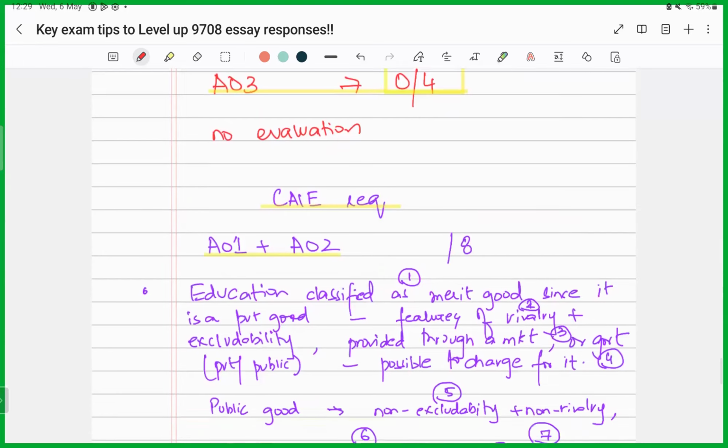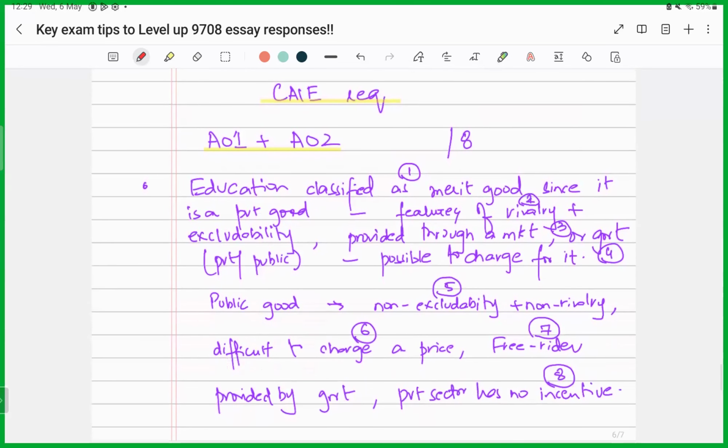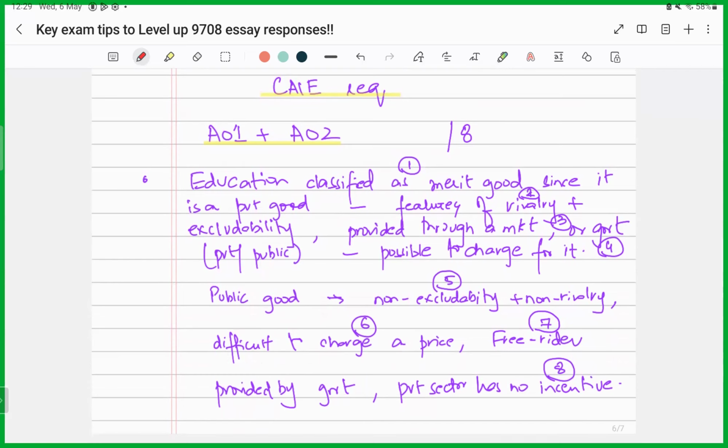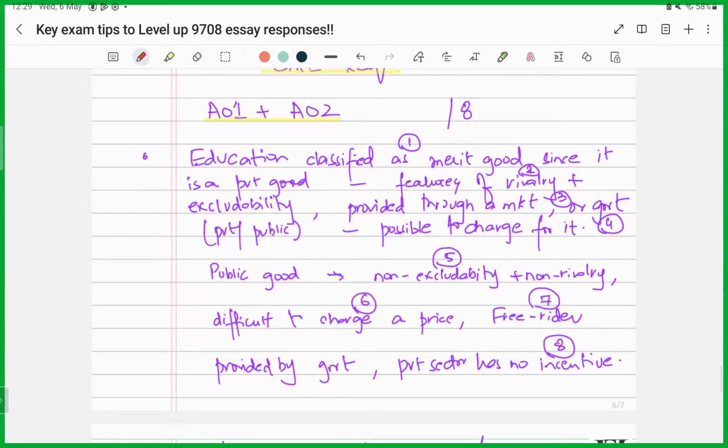So now, in order to meet the requirement to answer this part, to meet assessment objective 1 and assessment objective 2, and to score an 8 on 8 on meeting these two criteria, first we'll say education should be classified as a merit good since it is a private good. It has got features of rivalry and excludability. It can also be provided by a market, right? So this means we can charge a price for it. It can be provided either by the government or the private sector.